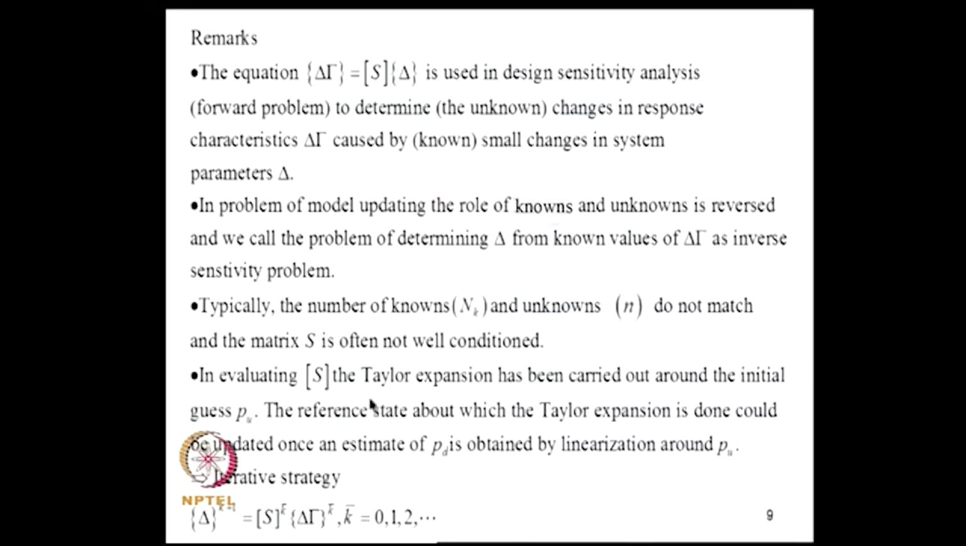In evaluating matrix S, the Taylor expansion has been carried out around the initial guess PU. Now, the reference state about which the Taylor expansion is done could be updated once an estimate of PD is obtained by linearization around PU. So, that would mean we can set a global iteration strategy over and above this formulation, where we start with the initial guess and solve this problem and get an improved estimate for delta, and that we feed back and use that as the initial guess, and then reiterate on this. That is, the S matrix is now linearized around an updated value of delta, and with this we solve the system in an iterative way.